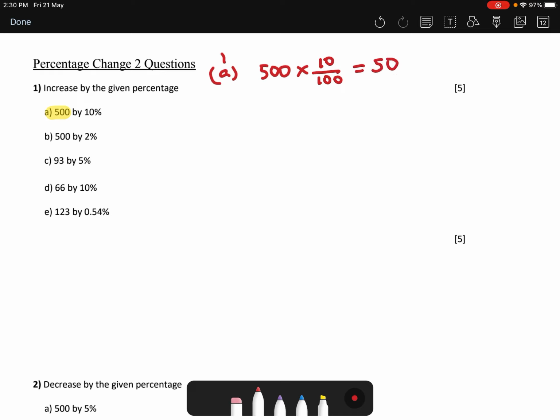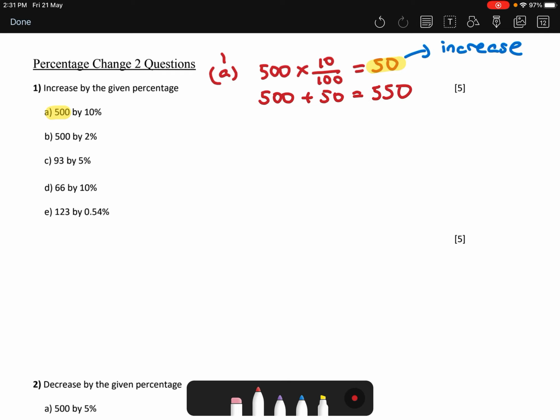But 50 is the increase. This 50 is the increase. I increase by 50. This is not the final answer. There's one more step. 500, you need to add the 50, because I want the final, let's just say this is $500. What is the final price after I increase by 10%? So you should get 550. Okay, so this is the first method.